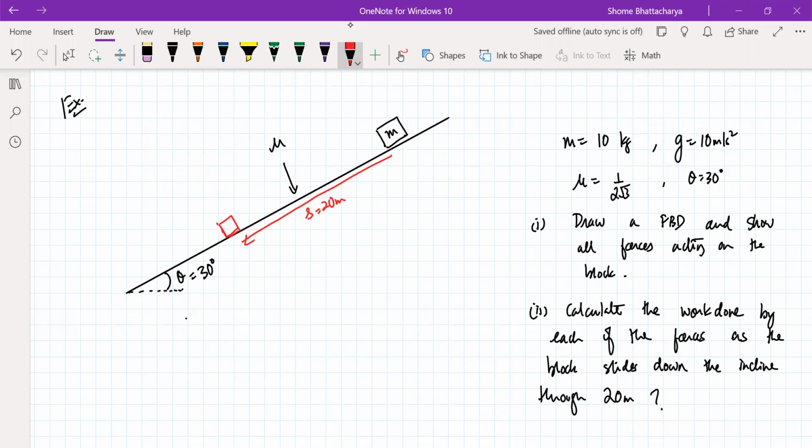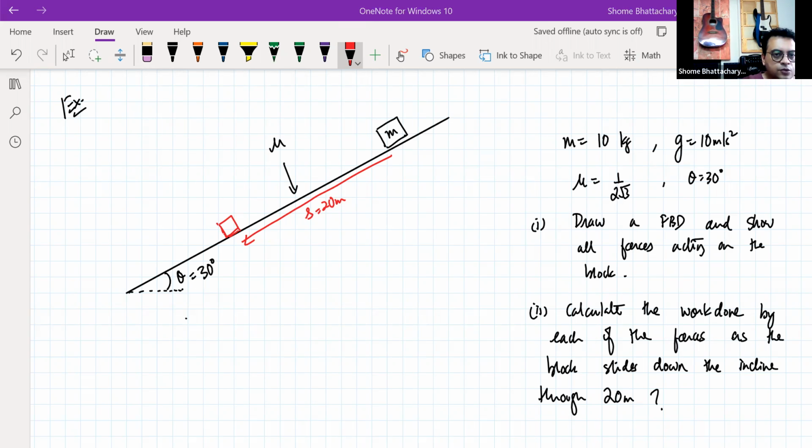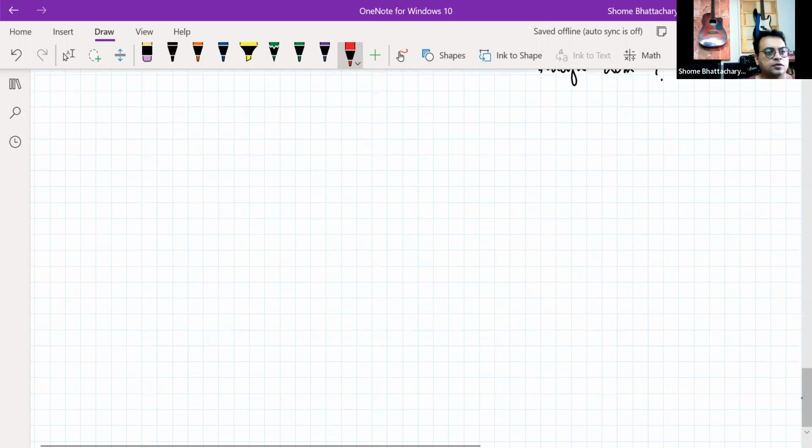Okay, so let's check out the free body diagram. Hope you people are trying to work this out. Got the free body diagram correct at least by now. Okay, very good, Rishita, that's correct. The values are correct, okay, of the forces.